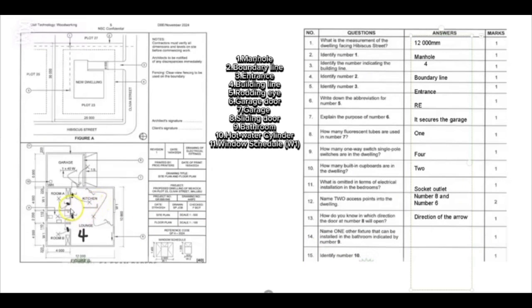Number 15, identify number 10. Number 10 represents the hot water cylinder which supplies warm water to the dwelling, and we already named that part from our list. So this is where the list will intervene. We can just look at our list and see what is number 10, and that is our hot water cylinder.